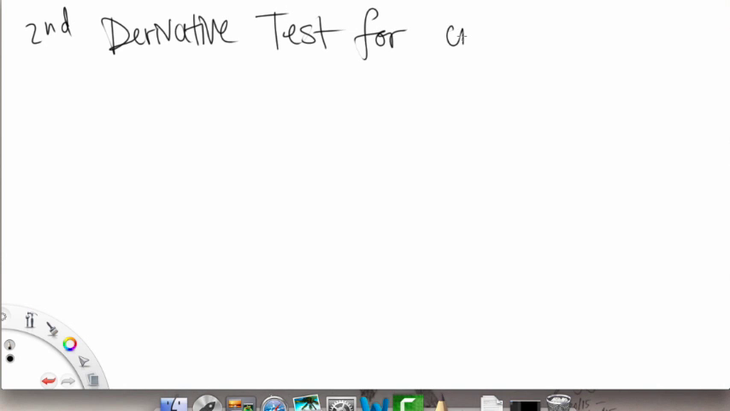Okay, so now that we've ventured into the land of second derivatives, we can pick up new tools to help us analyze an original graph, an f of x graph. So this one's going to be called the second derivative test, specifically for critical points. Critical points, okay? So what is this?